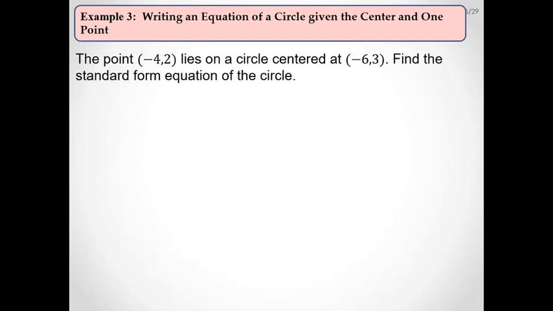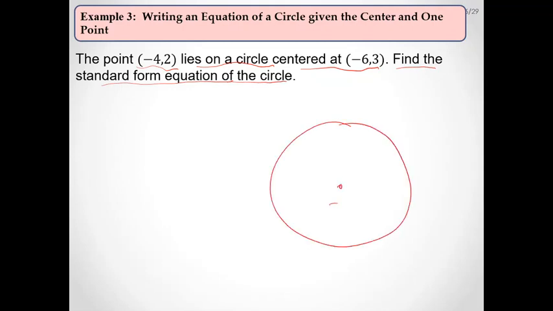Now sometimes the center will be given to you, but not the radius directly. So look at this question. The point (-4, 2) lies on a circle centered at (-6, 3). Find the standard form equation of the circle. Okay, if you visualize it, it will be better to solve the problem.